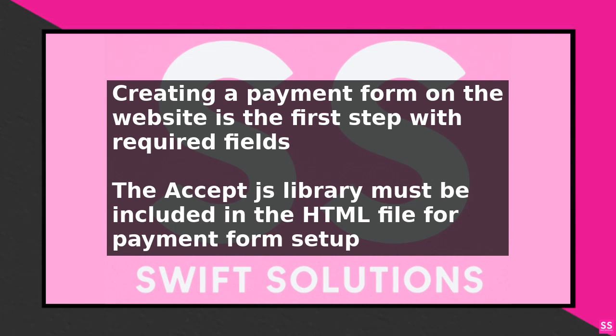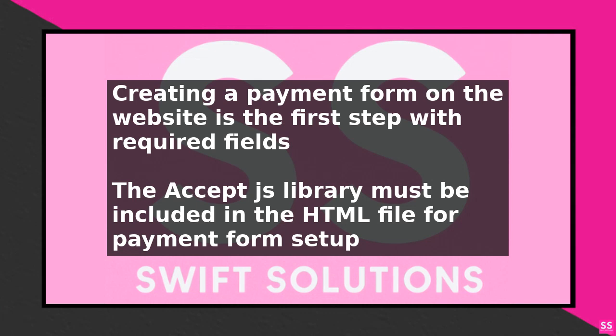Next, you need to configure the payment form to communicate with the Accept.js server. This is done by creating a token that represents the customer's payment information. The token is generated by sending a request to the Accept.js server with the customer's payment information, and in response you receive a token that can be used to charge the customer's card.